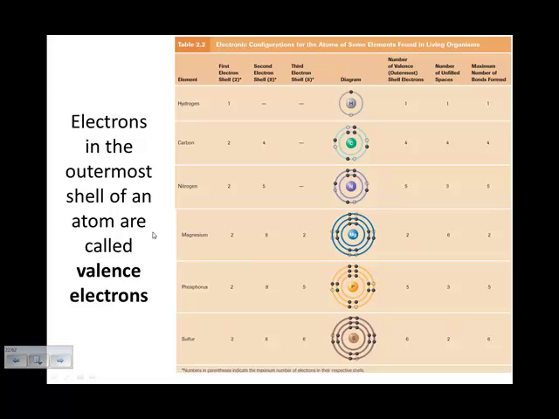So how many valence electrons does hydrogen have? One. Its outermost shell is the first shell. That shell holds a maximum of two. In the case of hydrogen, only one, right?